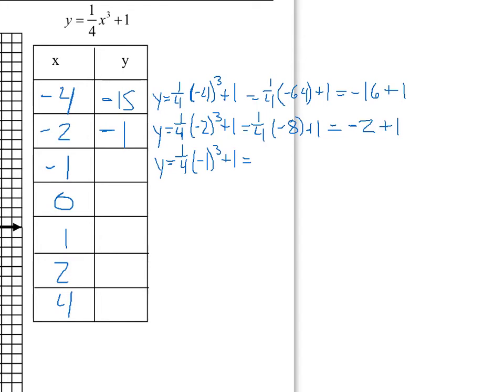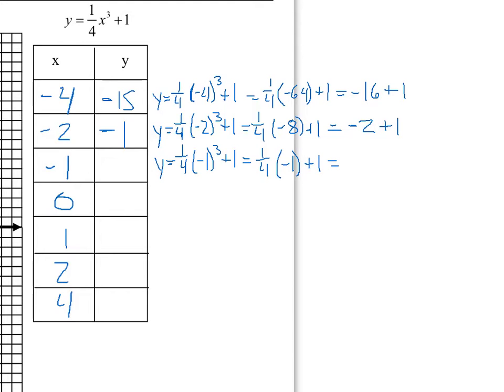Y equals 1/4 times negative 1 cubed plus 1. Positive 1/4 times negative 1 cubed. That's negative 1 times negative 1 is 1. And times negative 1 again would be negative 1. Plus 1. And 1/4 times negative 1.